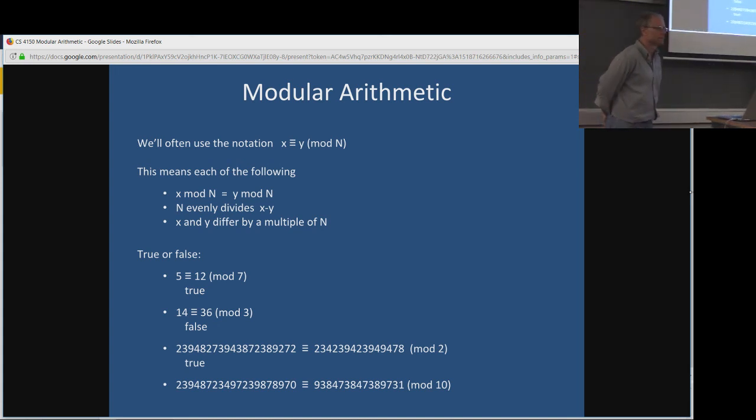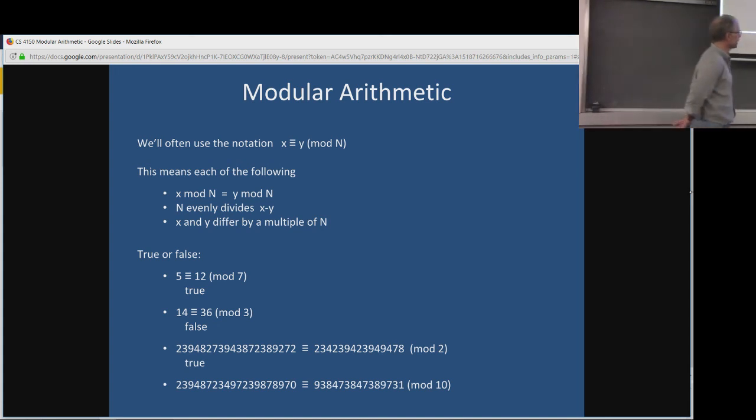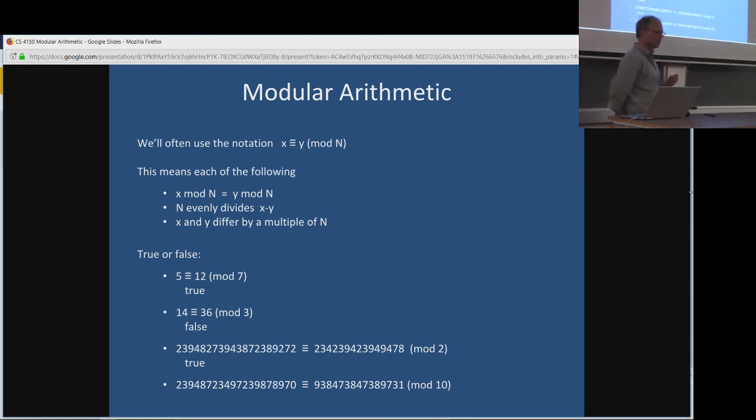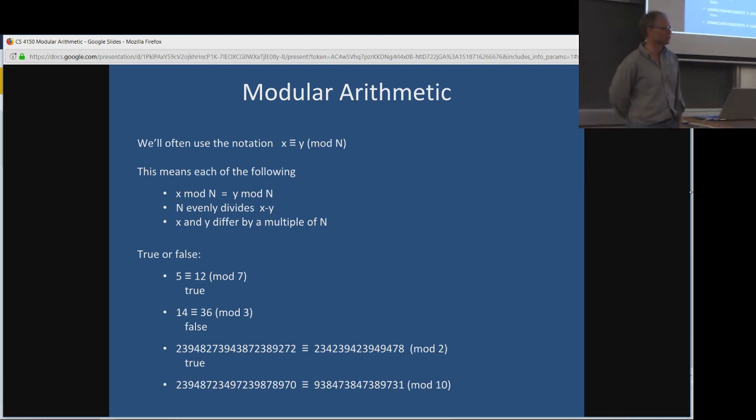What about that? No. Are they equivalent mod 10? Well, we know that if we do a division by 10, we're going to get just the last digit as the modulus, and the last digits are different. So that's similar to the previous example.